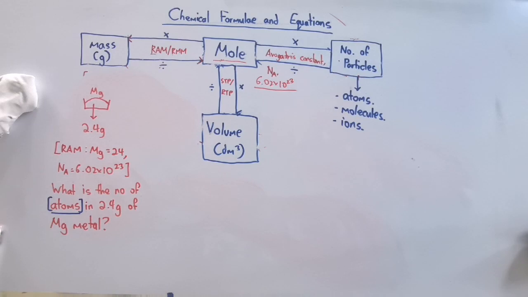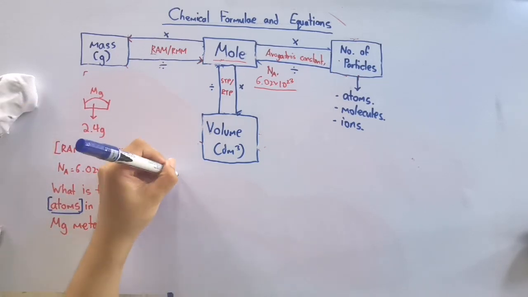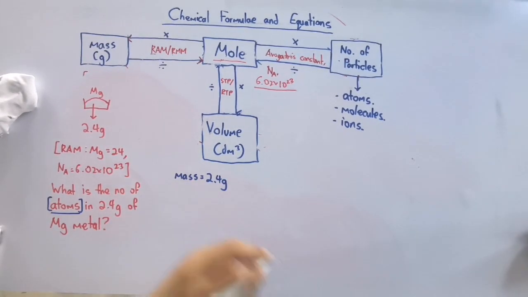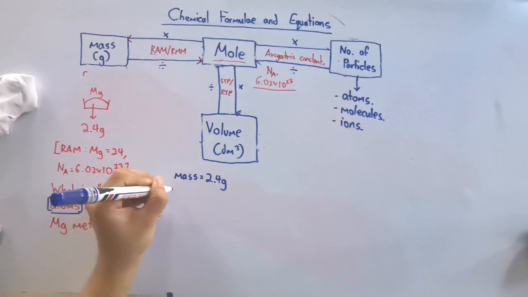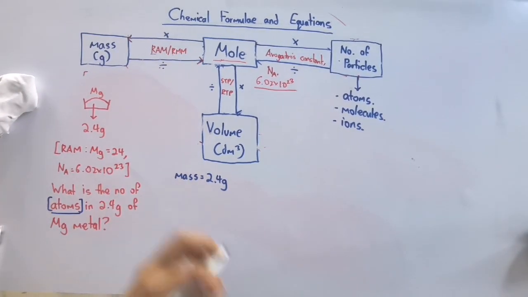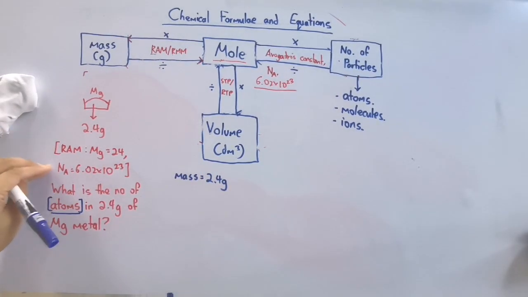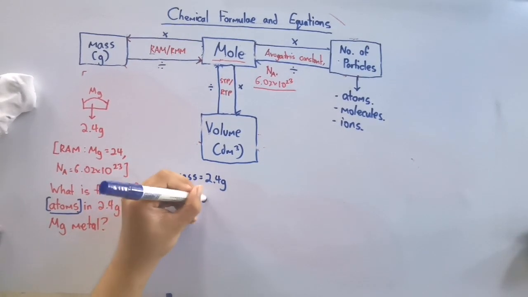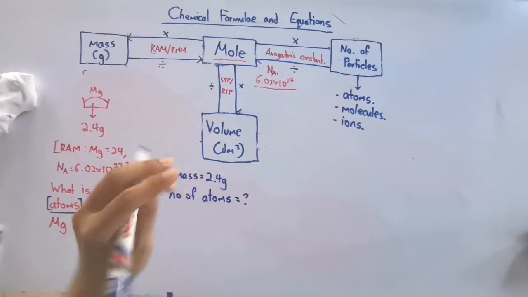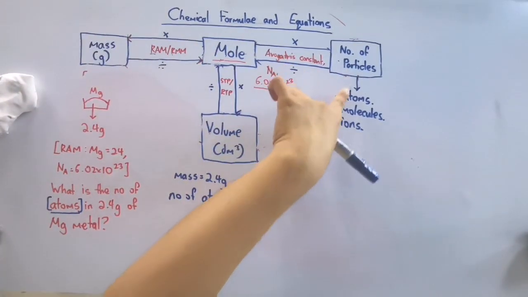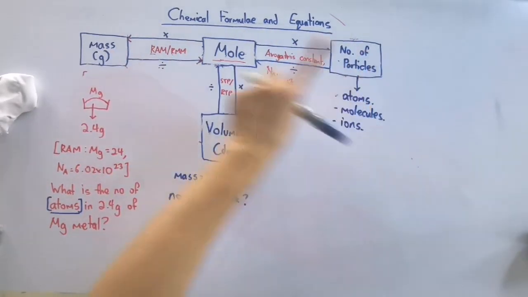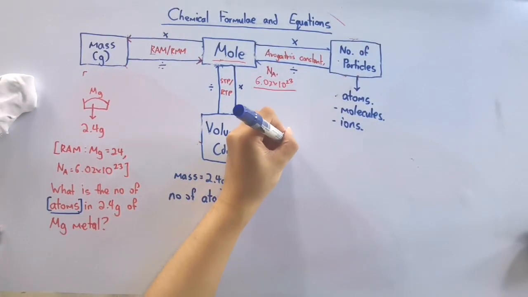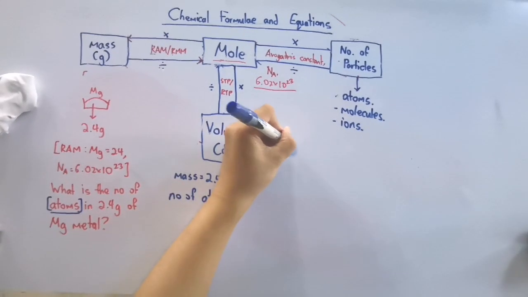Okay. So calculation goes like this. Again, look at what we have. Now, the question gives us mass. We have 2.4 grams. It also gives us the other two values, RAM and Avogadro's constant. So we have the mass, we are simply looking for the number of atoms. So, very simple. You have mass, you want number of atoms. You can't convert this directly, but you can change the mass to mole, mole to number of particles. So we'll do that. So first things first, we are going to find the number of mole.